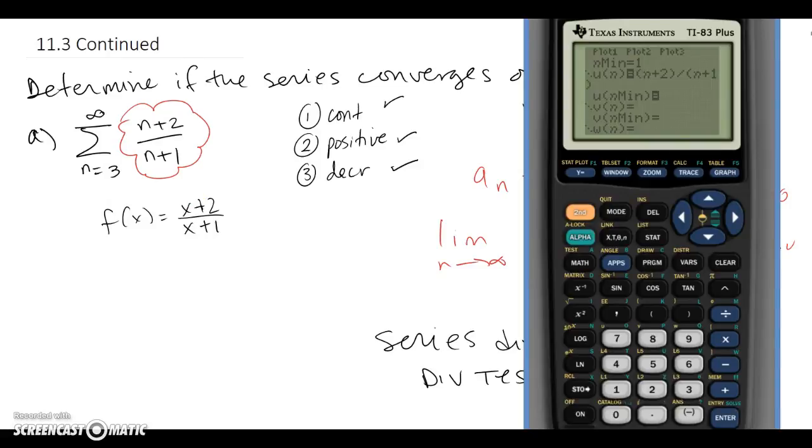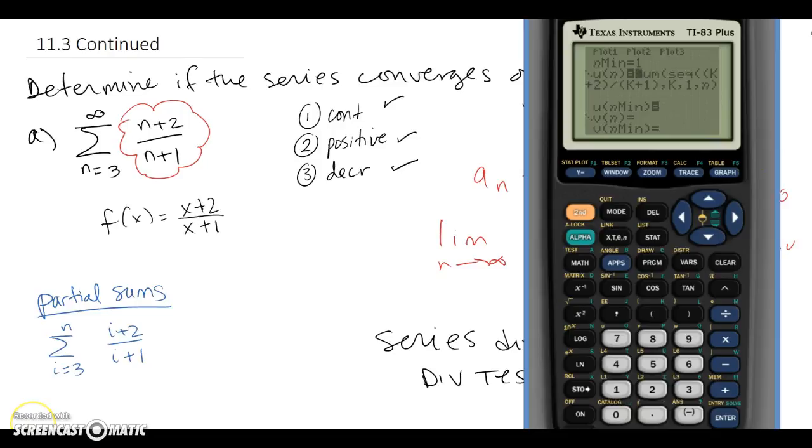Before we finish up that problem or go away from it, let's just quickly look at our TI. I have my TI in sequence mode, and I'm going to go ahead and put that in and look at the terms of the sequence, and I can see that the terms of that sequence are clearly approaching 1 and they're not going to 0. Also, I can look at the partial sums of this thing, before analyzing any of this.